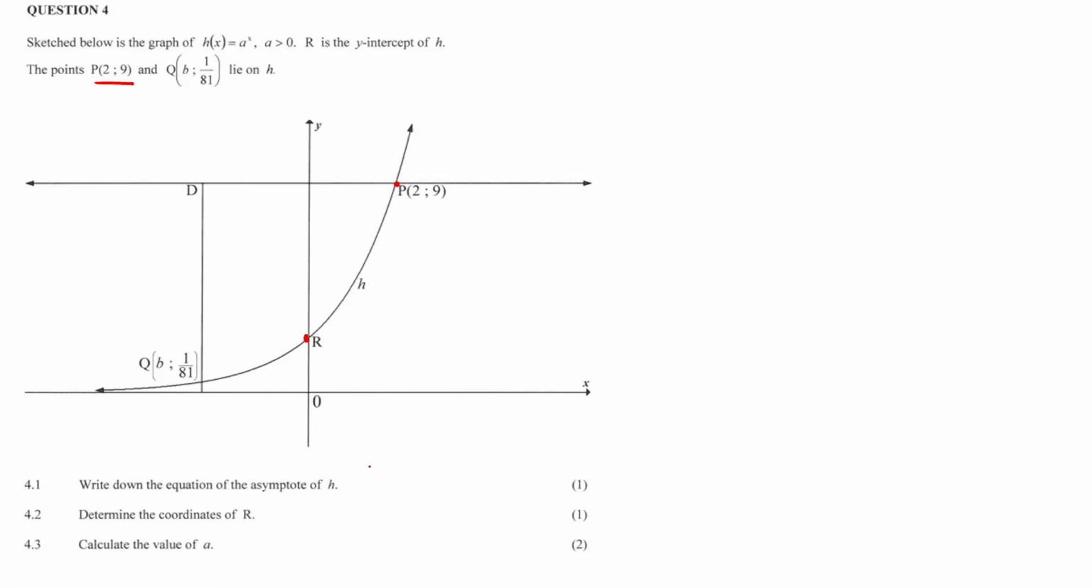4.1, let's get into the questions. Write down the equation of the asymptote of h. The equation of the asymptote of h, well, that is pretty easy. This is the origin, right?